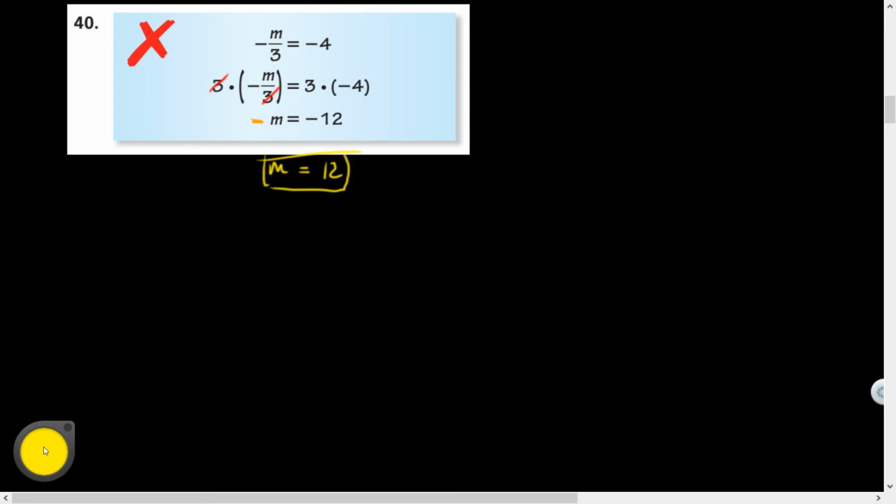So the issue was, let's see, here was the issue right here. That doesn't show up at all. They didn't account for the minus sign, right? Or the negative, right? That was their issue.